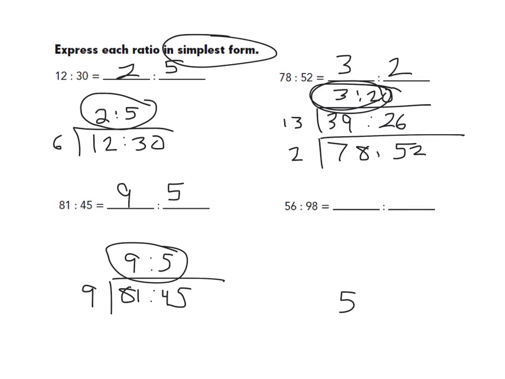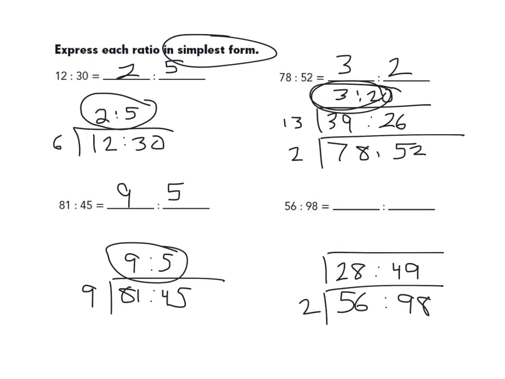If I look at 56 and 98, I see that they're both even, so I'll start off by dividing them by 2. This becomes 28. This becomes 49. I think these are both divisible by 7. It gives me 4 and 7. And at this point, I can see 4 and 7 don't have much in common. They're relatively prime. So this in simplest form is a ratio of 4 to 7.